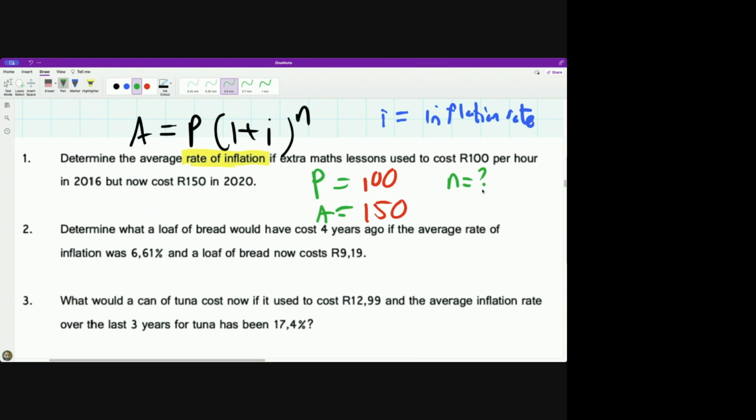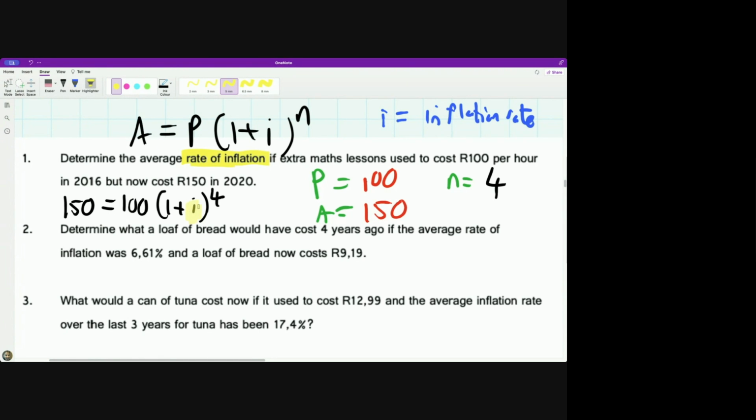What do you think N is going to be for this question if we're working out the average rate of inflation for extra maths lessons between these years? It's 4, because from 2016 to 2020 is 4. Okay, so we are going to take our formula. We are going to say that 150 is equal to 100 times (1 plus I), where I is the inflation rate, to the power of 4.